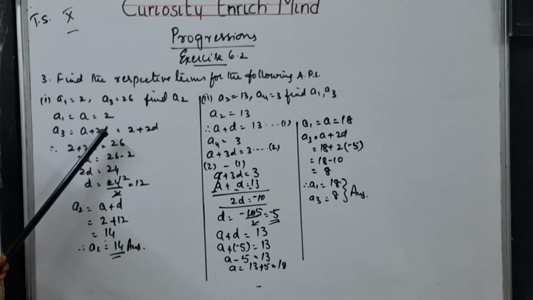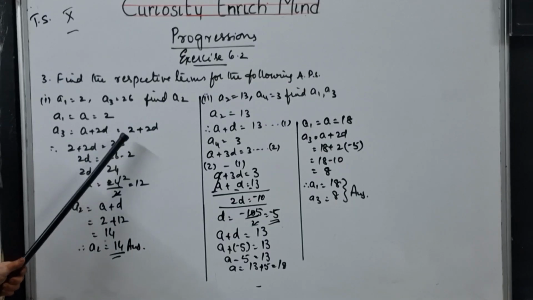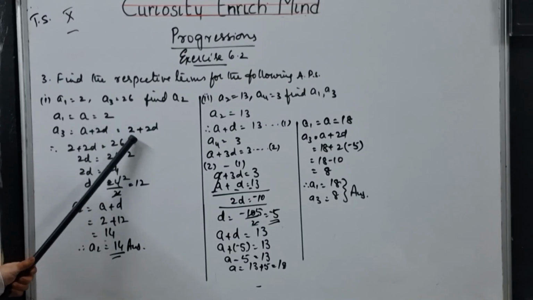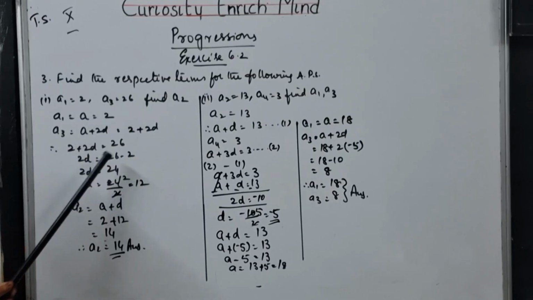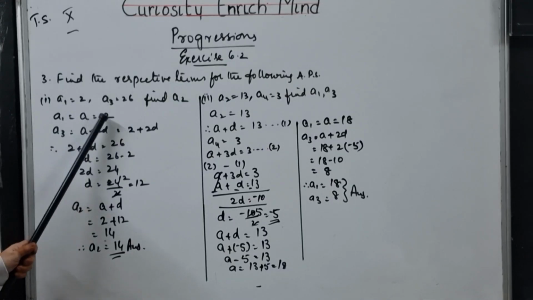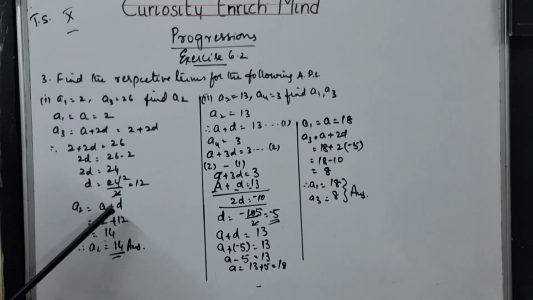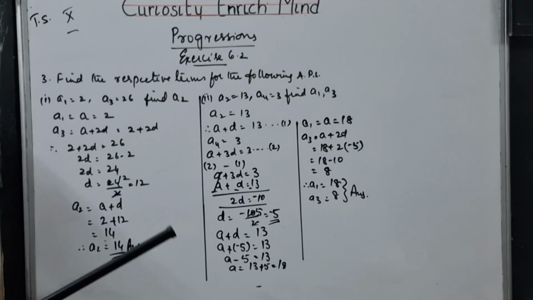So A plus 2D means what you can write? A is 2. 2 plus 2D we are getting. But A3 value they have given 26. So 2 plus 2D is 26. 2D is 26 minus 2. So 2D is 24. D is 24 by 2, that is 12. Now after getting D, you have A, you have D. A2 is A plus D. 2 plus 12, that is 14. This is the first bit.